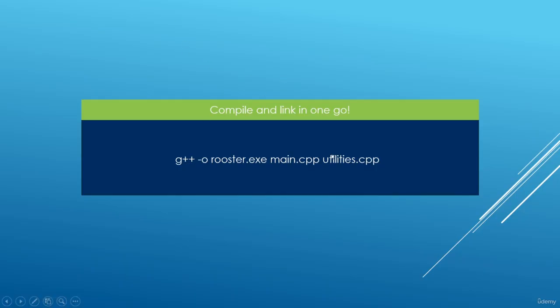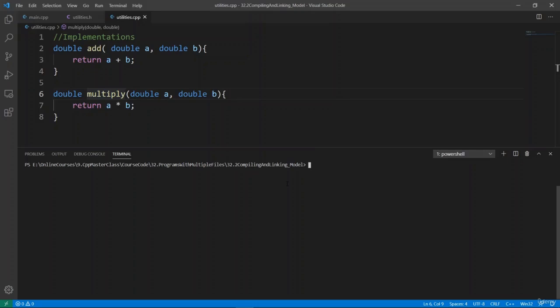We have seen that it is possible to compile and link our program in one go using the command we see here. So we're going to head over to the terminal and do this. So what we're going to do is call g++. We're going to specify the o flag to mean that we want to compile and link. We're going to specify the output file, which is going to be rooster.exe. Then we're going to specify our input files. We're going to have the main CPP file, we have that in, and we have our utilities file. If we hit enter, this is going to compile our program.